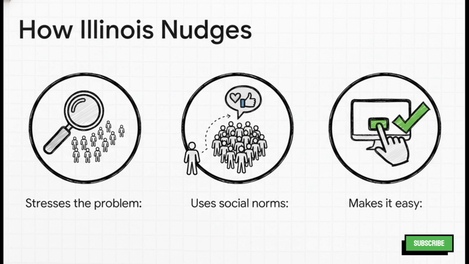Well, first, it makes the problem real by showing you the numbers on the waiting list. Second, and this is a classic Nudge, it uses social proof. It tells you that, hey, 87% of your neighbors think this is the right thing to do. We're all influenced by what others think. And finally, it removes all the friction. It makes it ridiculously easy to sign up online.